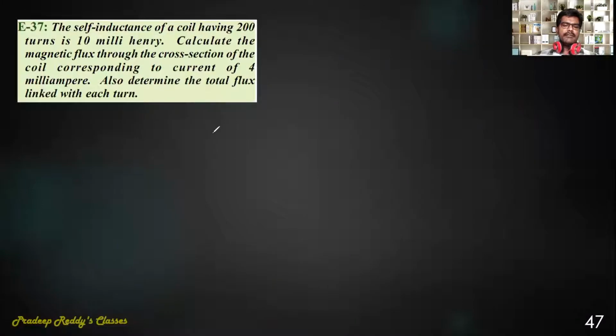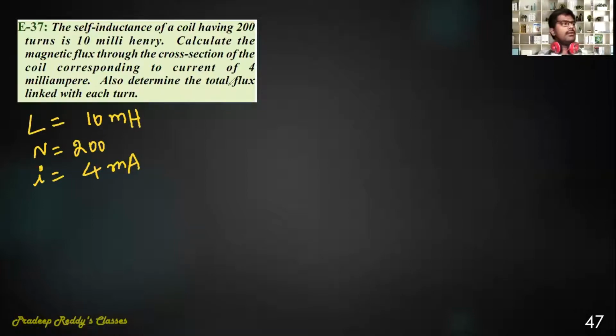The self-inductance of a coil having 200 turns is 10 millihenry. So self-induction of a solenoid is given as 10 millihenry and number of turns is given as 200. Calculate magnetic flux through the cross section of the coil corresponding to current of 4 milliampere. Also determine total flux linked with each turn.